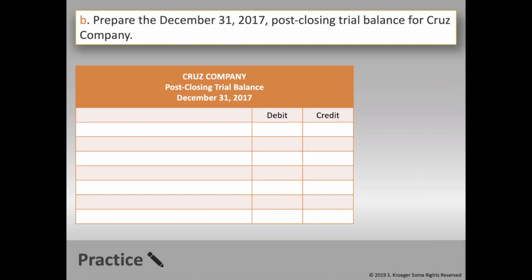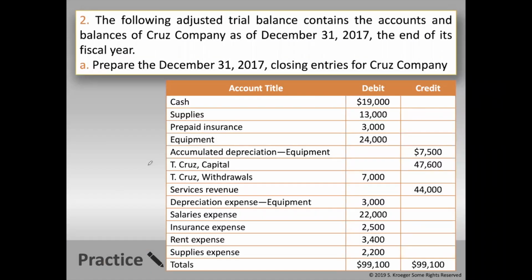Let's take a look at the adjusted trial balance. When we prepared the closing entries, all the temporary accounts were closed. The post-closing trial balance will only show the permanent accounts. All account balances will be the same except for capital. All you need to do is copy and paste these accounts in the post-closing trial balance, but leave the amount for capital blank for now.